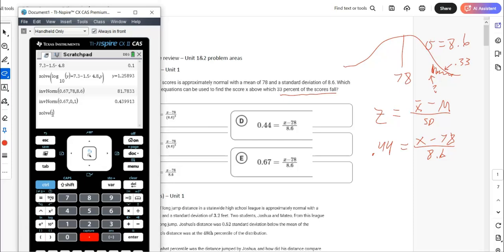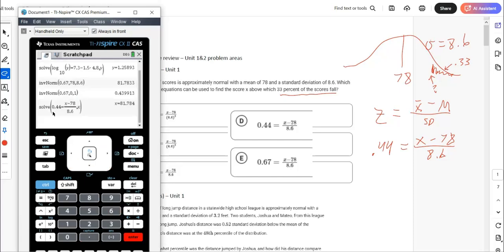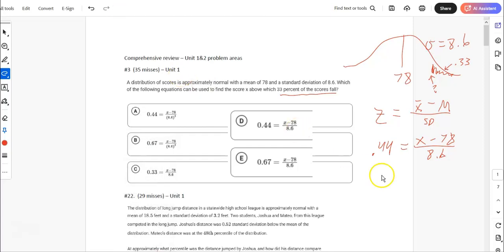If I do 0.44 equals x minus 78 over 8.6, comma x, you get 81.78. So you do actually get the answer we got. It was just that the form of the answer was different than what we expected there. But inverse norm is your key to that one, but also just using z-score appropriately, finding the z-score of that value.